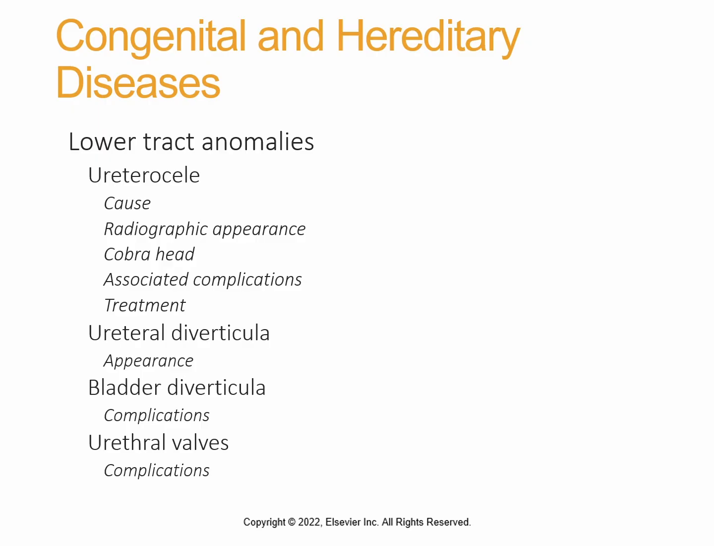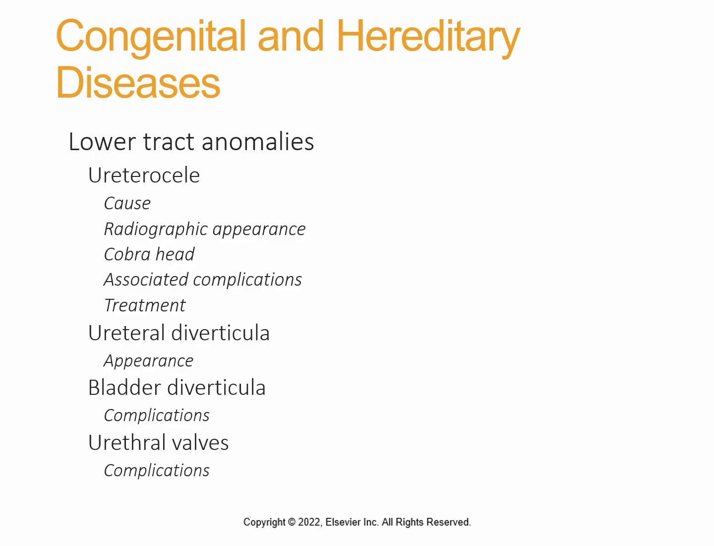Lower tract anomalies. A ureterocele is a cyst-like dilation of a ureter near its opening into the bladder. It may be the result of a congenital stenosis of the ureteral orifice. In imaging, a ureterocele appears as a filling defect in the bladder with a characteristic cobra head appearance. If a ureterocele appears with a ureteral duplication, it can lead to obstruction and kidney infection. It could also lead to renal failure.